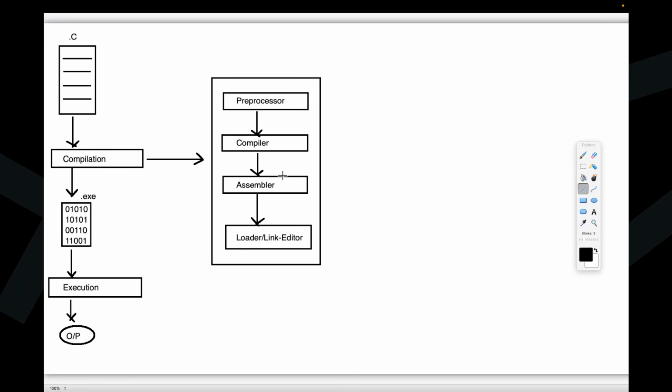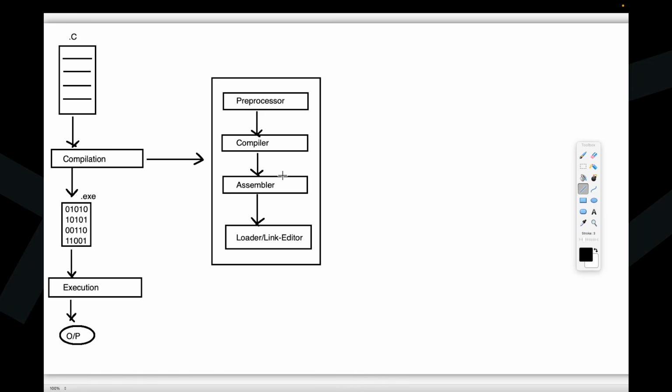I'm not giving details about what exactly the compiler is doing, what exactly the preprocessor is doing, what the assembler is doing, or what the loader and linker do. I'm not talking about that. I'm only talking about the location where the preprocessor is available. It's very clear: the preprocessor is the first phase in the compilation. That's the only point I'm going to take from this diagram.